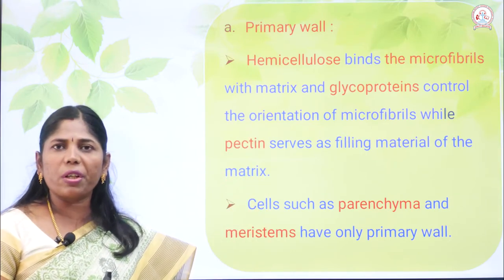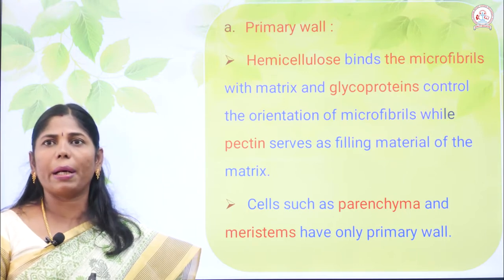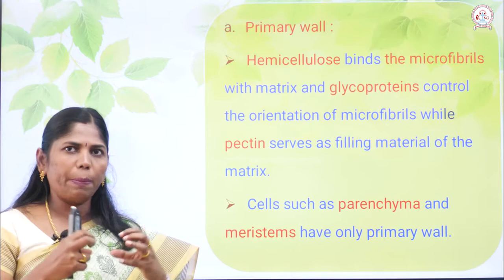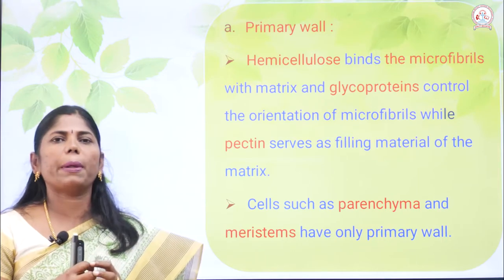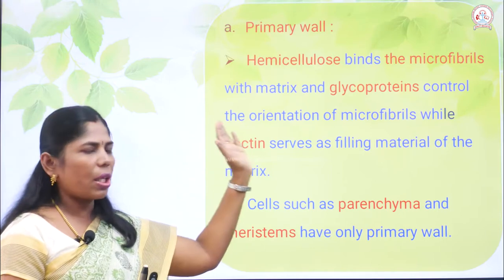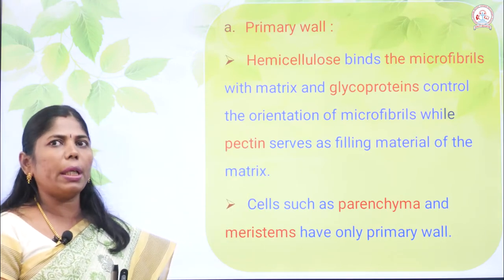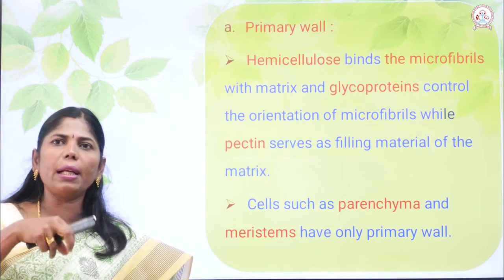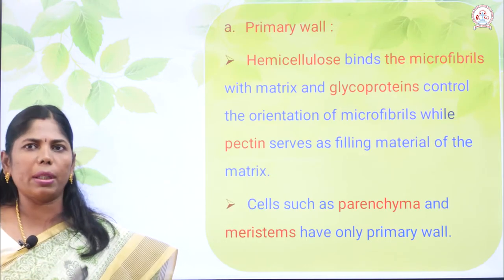Okay, so what is the function of hemicellulose? It binds with the microfibril. To join with the matrix, it has to join with the microfibril first, and only then can it join with the matrix. Similarly, glycoprotein controls the orientation. And pectin is involved in filling the material of the matrix.